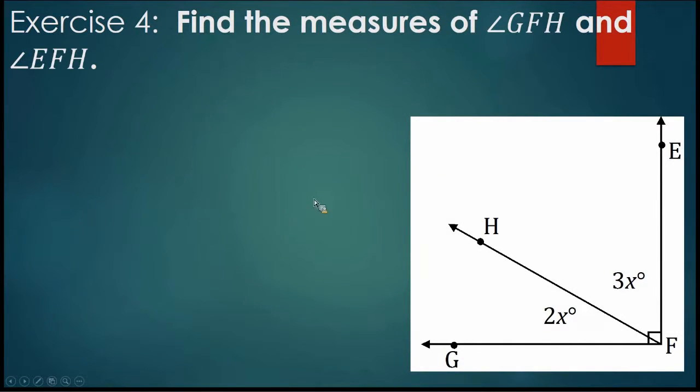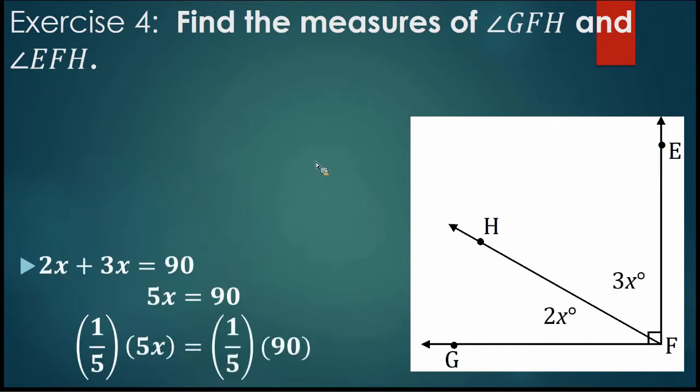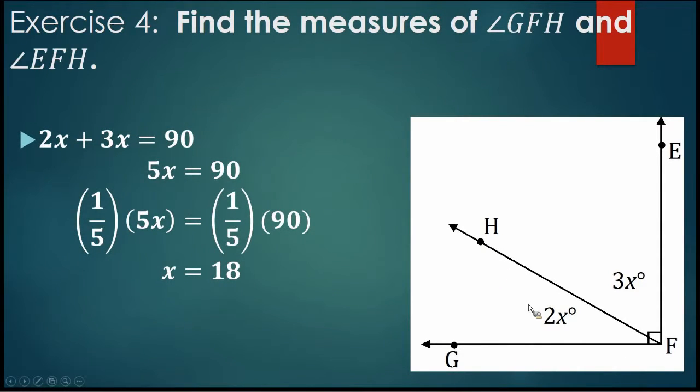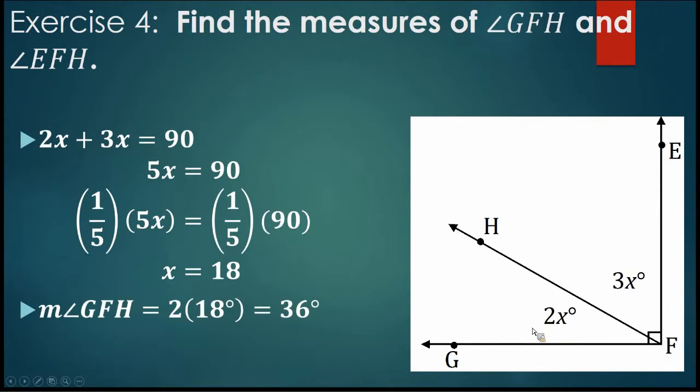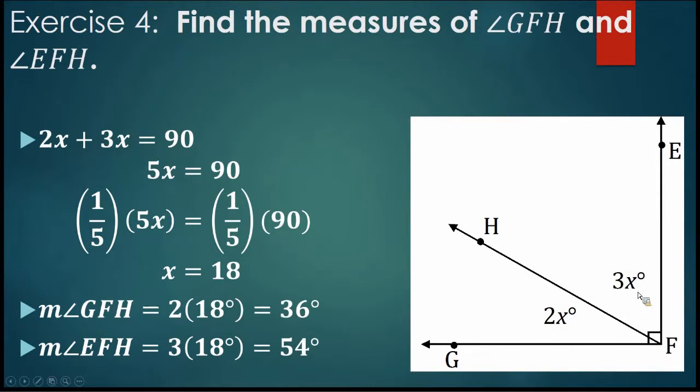So exercise 4, find the measures of angle GFH and EFH. So first, we have this right angle, GFE. GFE is a right angle, which means 2x plus 3x equals 90 degrees total. So 2x and 3x make 5x. 5x equals 90, so divide both sides by 5 or multiply by the multiplicative inverse of 1/5, and we will get x equals 18. So to find the measure of angle GFH, we plug in 18 for x. 2 times 18, we get 36. To find EFH, we do 3 times 18, we get 54 degrees.